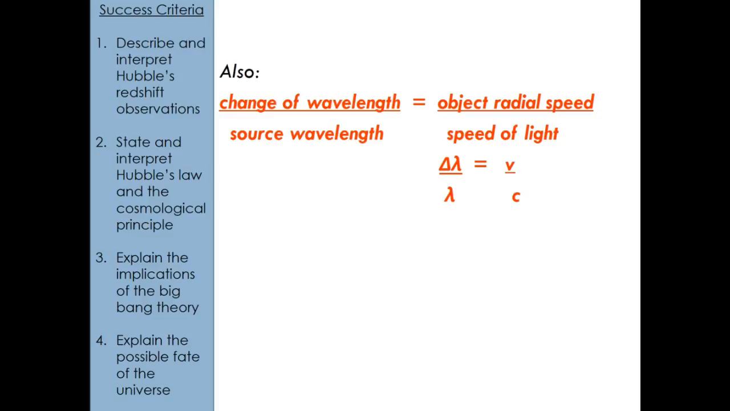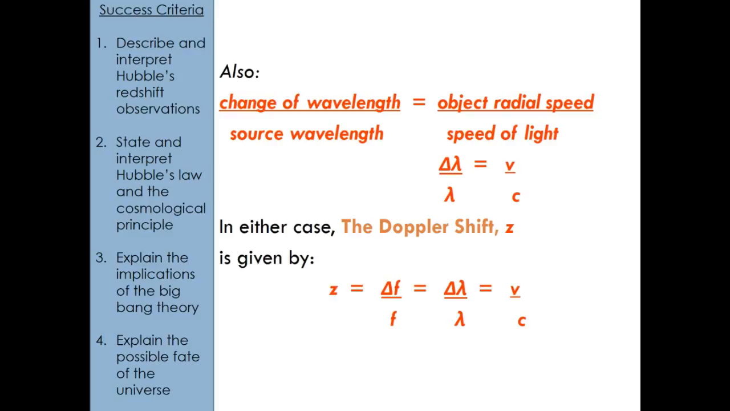Now in each case, the Doppler shift, which we give the symbol z, is equal to that ratio. So it's equal to the change in frequency over the original frequency, which is equal to the change in wavelength over the original wavelength, which is equal to the radial speed over the speed of light. And that ratio is just called the Doppler shift. So that can just be a little shortcut. But remember, you can only use this when v is much smaller than c.